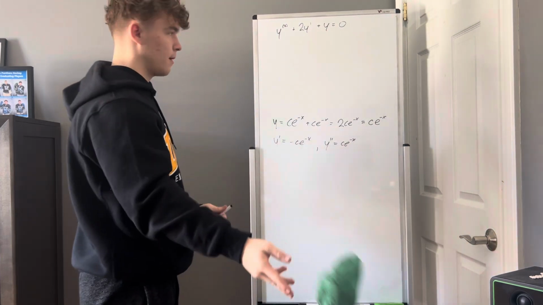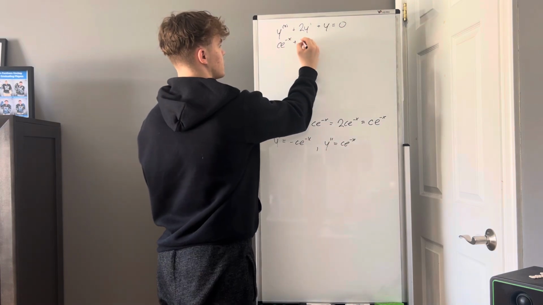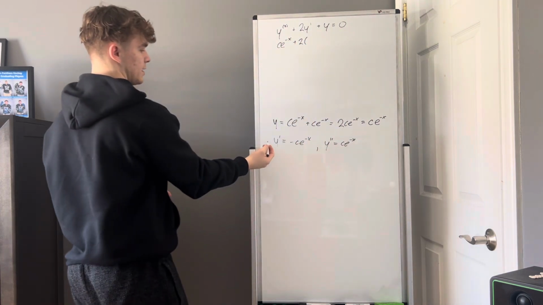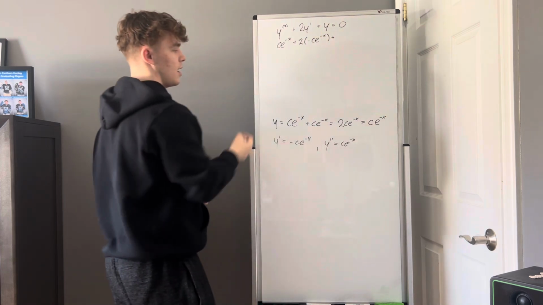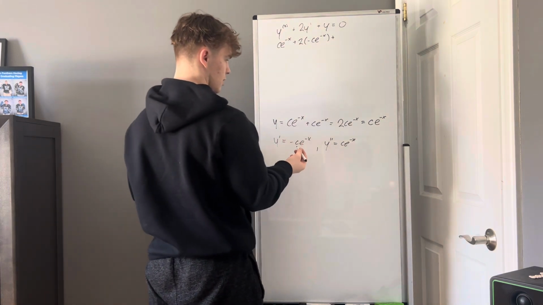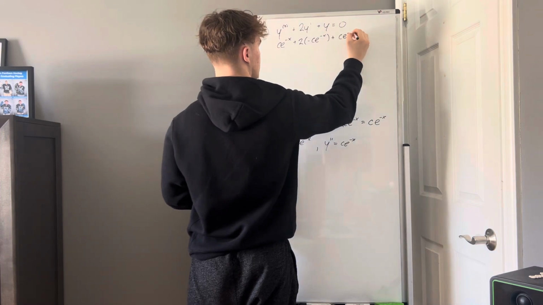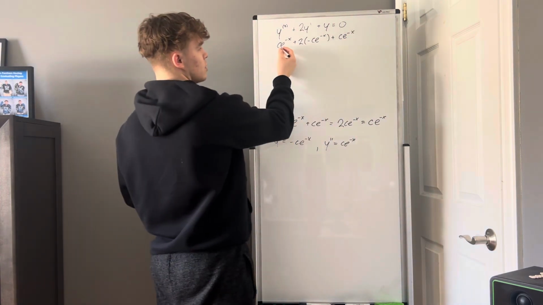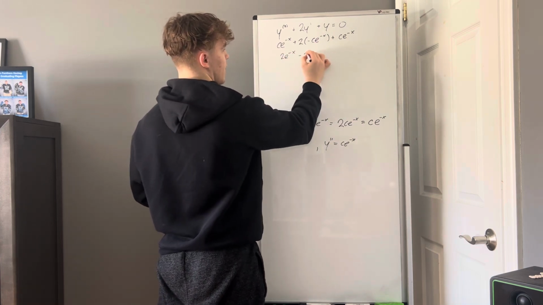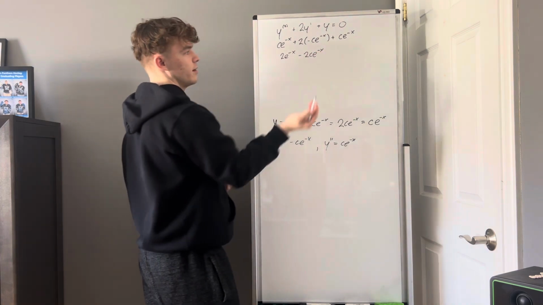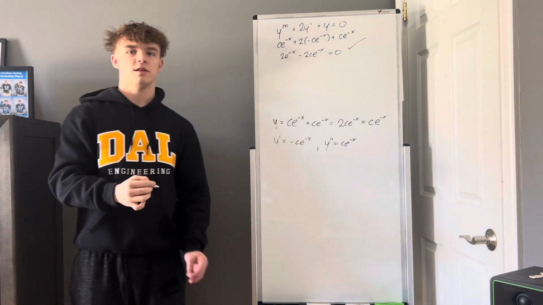Okay. So we've got y double prime, which is c e to the negative x, plus 2 times our y prime, negative c e to the negative x, plus our normal y, which is c e to the negative x. And so we've got 2 c e to the negative x's, and we've also got minus 2 c e to the negative x's. Obviously, this is going to equal 0, and so we got the right solution.